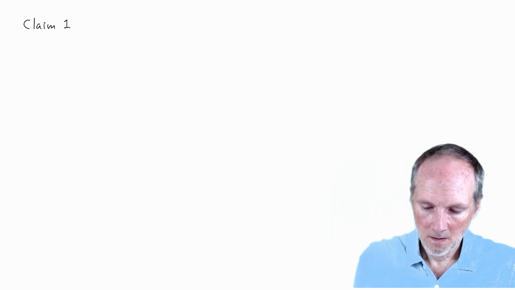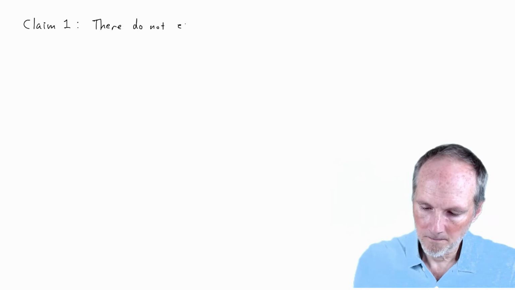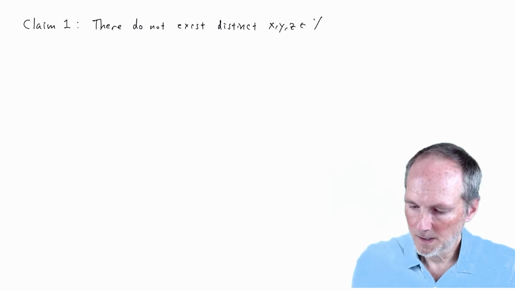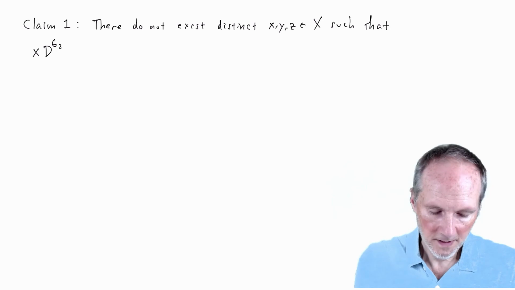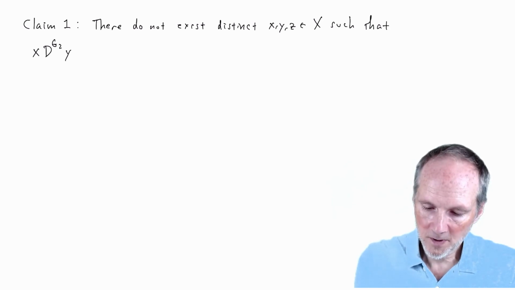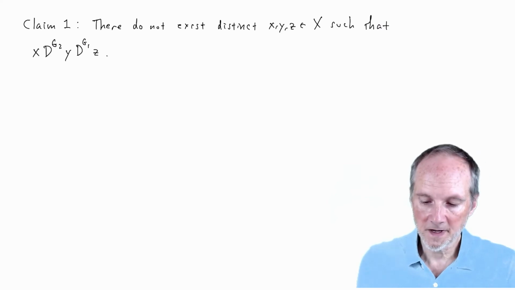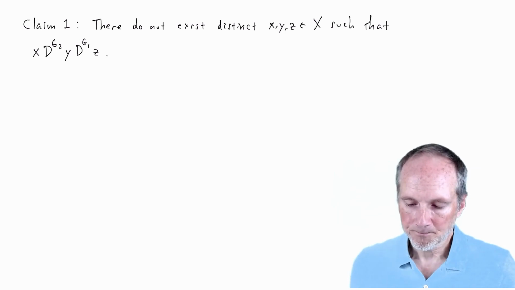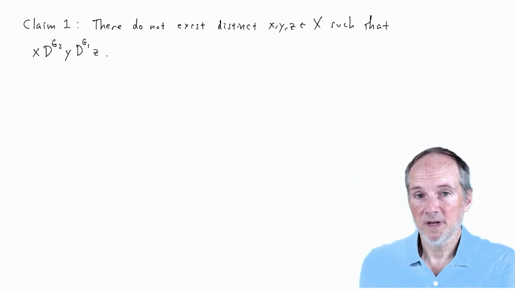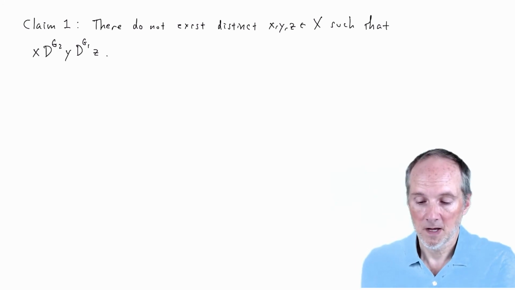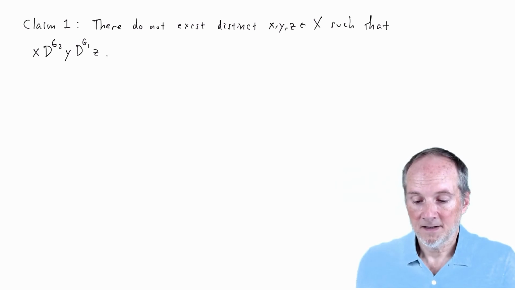Okay, so claim 1 is that there do not exist distinct alternatives X, Y, and Z such that G2 is decisive for X over Y and G1 is decisive for Y over Z. So this is saying, these groups G1 and G2, I know they're not decisive, but they could be decisive for specific pairs of alternatives. But if they are, they can't be connected in this way.